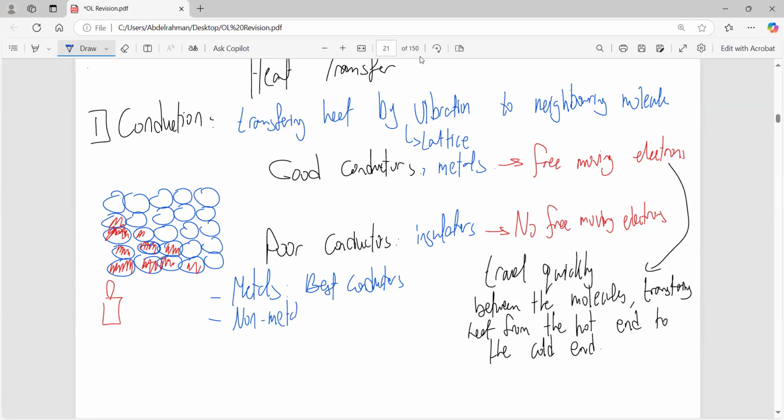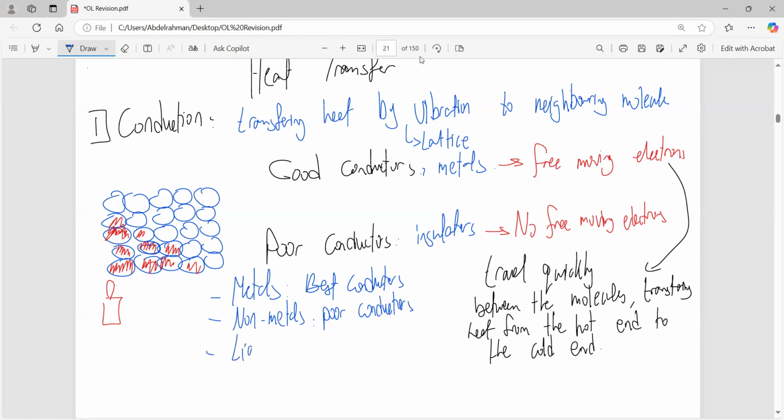Non-metals, do they conduct? Yes, they do conduct. Are they the best? No, they're not the best. I won't say that they're the worst conductors; they are worse, they conduct less. Do you have something that's even worse at conducting? Yes, we do. So let's say metals and non-metals are the solids, and non-metals are poor conductors.